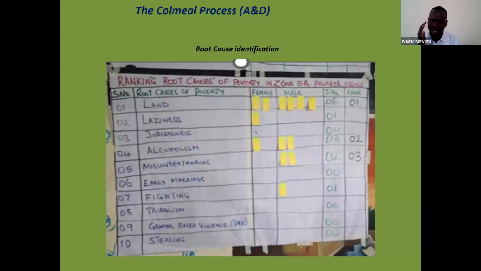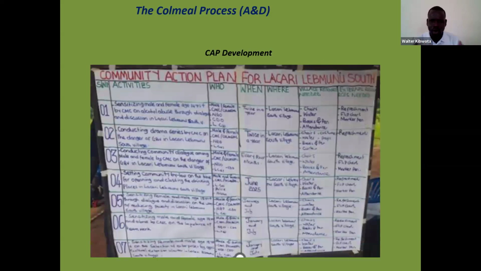Therefore, this gave me a very clear clue that communities are able to identify their own issues and what would be the root causes exactly. They are poor because they have a small piece of land.